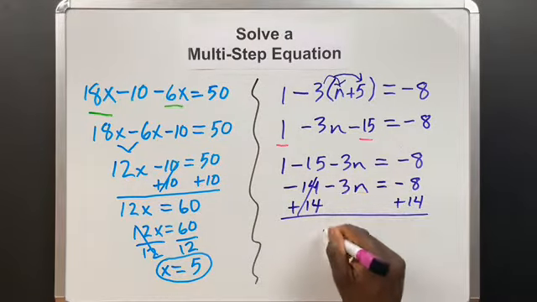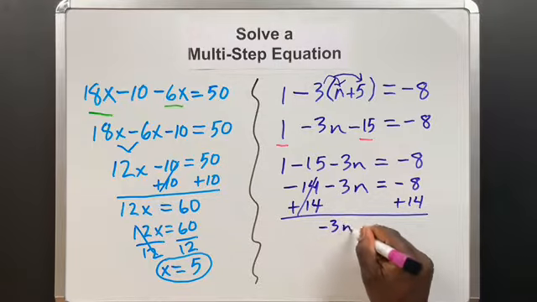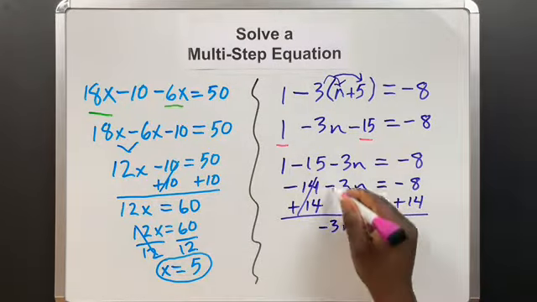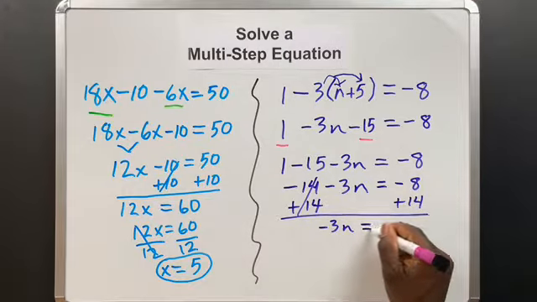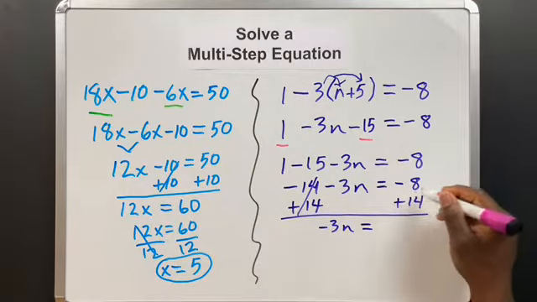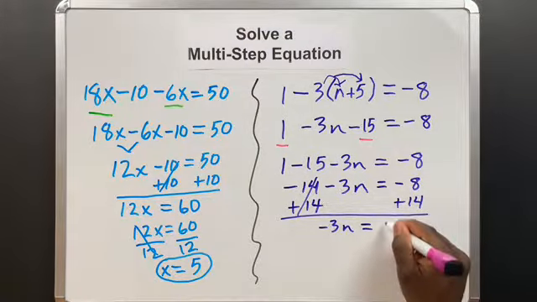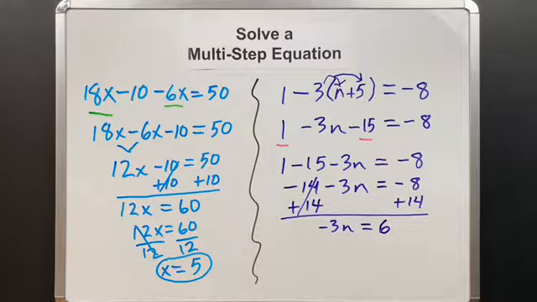We have negative 3 times n. Don't forget that negative. A lot of times students will bring down 3 times n, but that negative is in front of it. Equals, remember you're adding down, so that's negative 8 plus a positive 14. And that's going to give us a positive 6. Here we are. Now we're almost there.